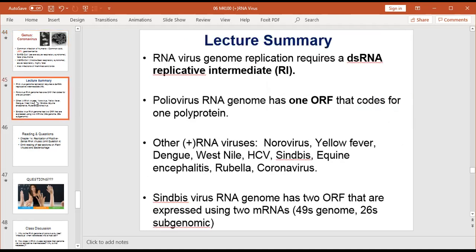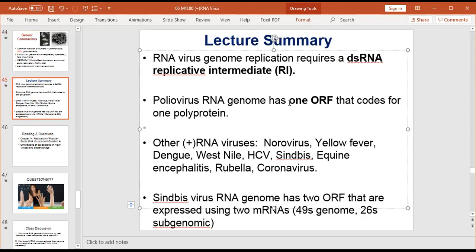So, lecture summary: RNA virus genome replication requires a double-stranded replicative intermediate. Since what we discussed so far are positive strand RNAs, they need to make a negative strand RNA, and that negative strand can serve as a template during the second phase to make a positive RNA. So it goes through 2 RI, or replicative intermediate, phases.